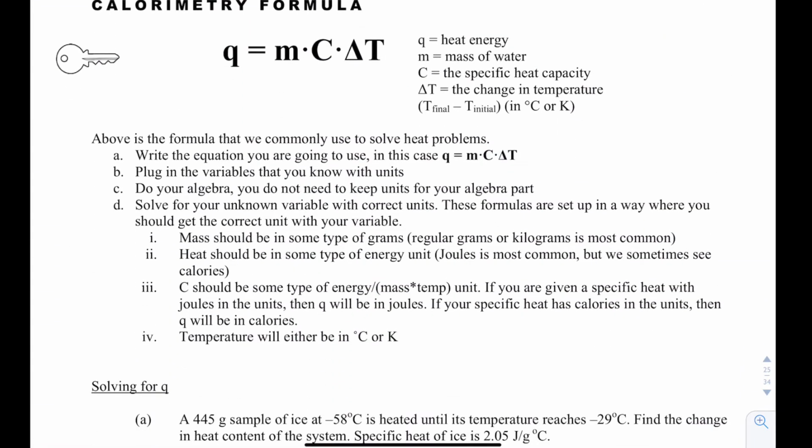Okay, so you may remember this. Q equals MC delta T. Q will be joules. M is going to be grams. C is specific heat capacity, joules divided by grams degrees Celsius. And then T is typically in degrees Celsius, although technically it could be in Kelvin and it doesn't throw off the math. So delta T is going to be T final minus T initial.